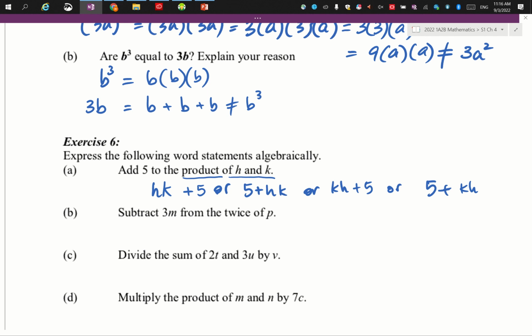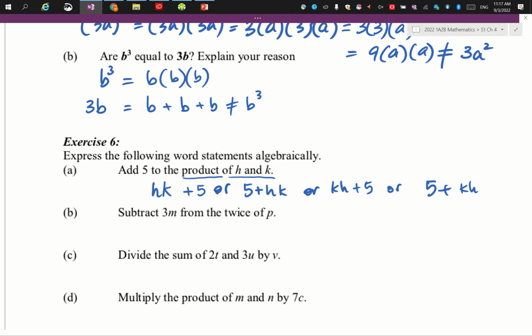Okay, now let's try part B. Subtract 3m. That means I take away 3m. By the way, this will be tested. Confirm. Guarantee. Every year they will test. Subtract 3m. So we take away 3m from something. From what? Twice of p.